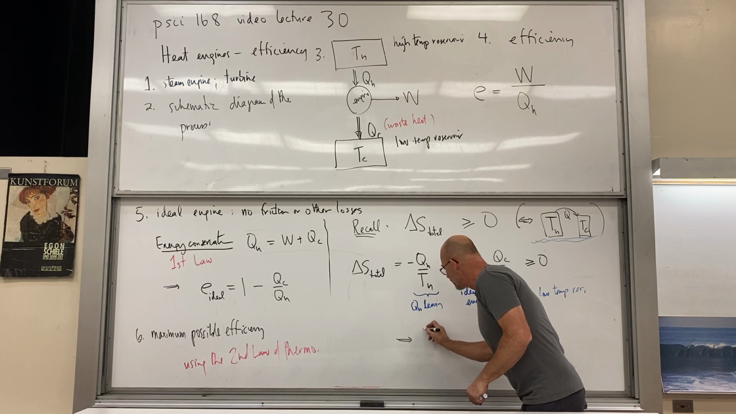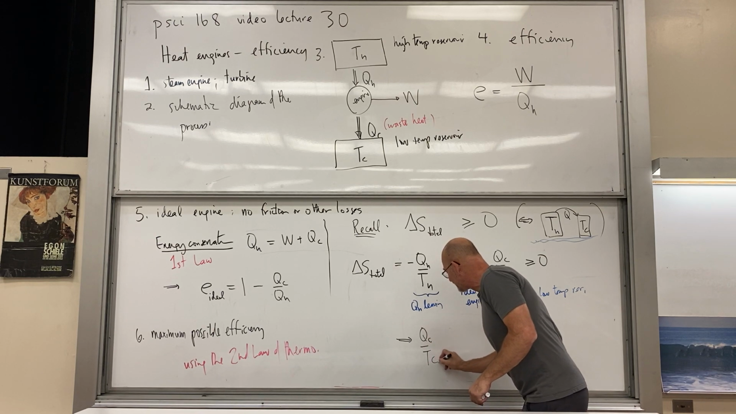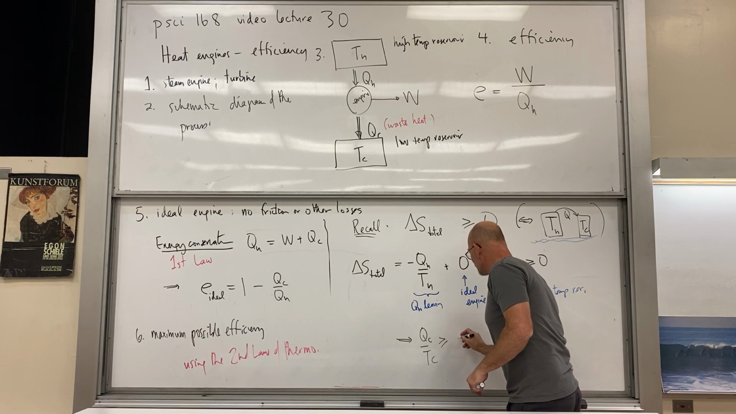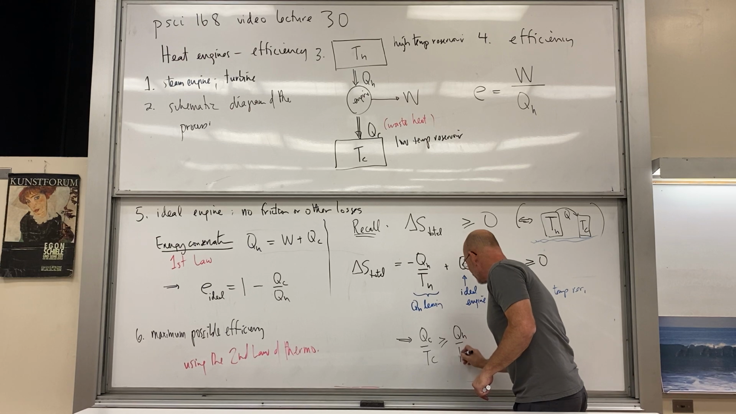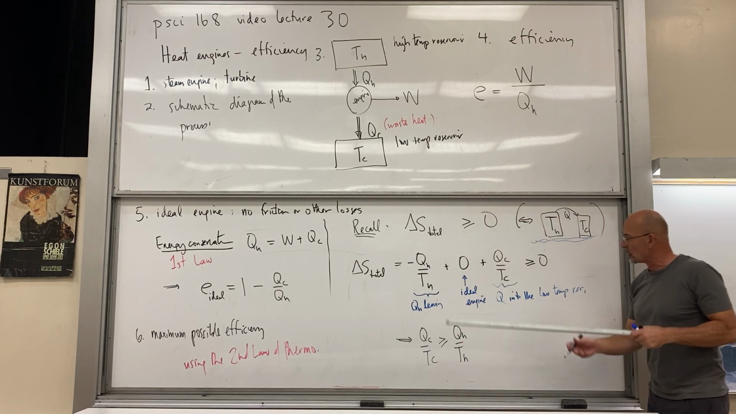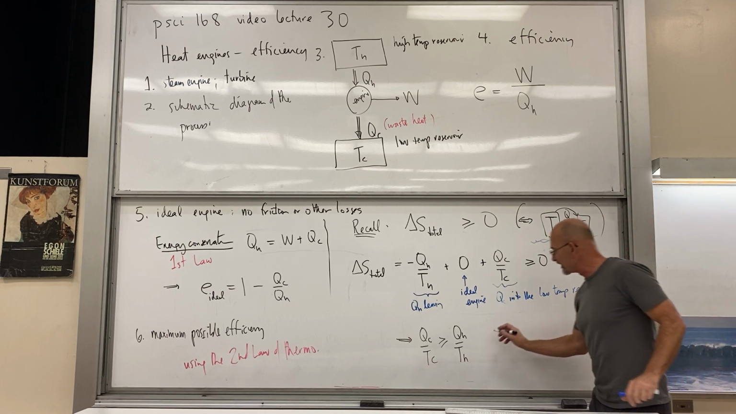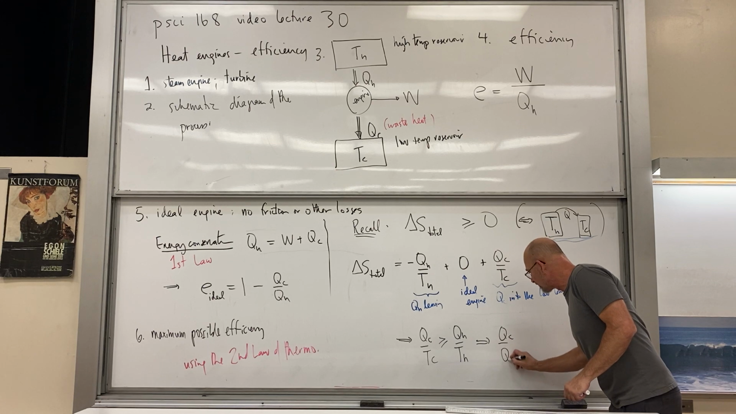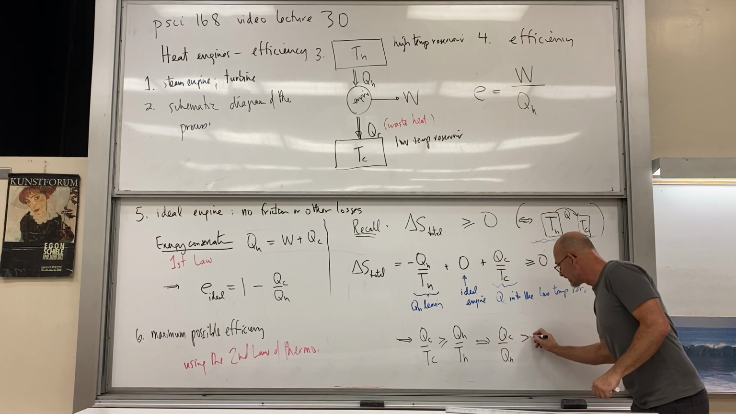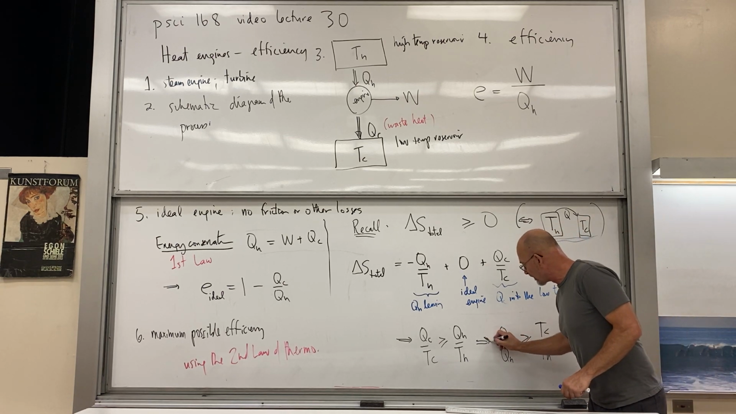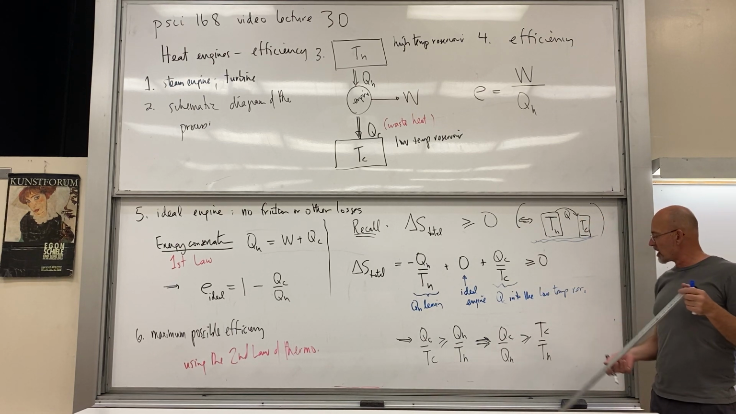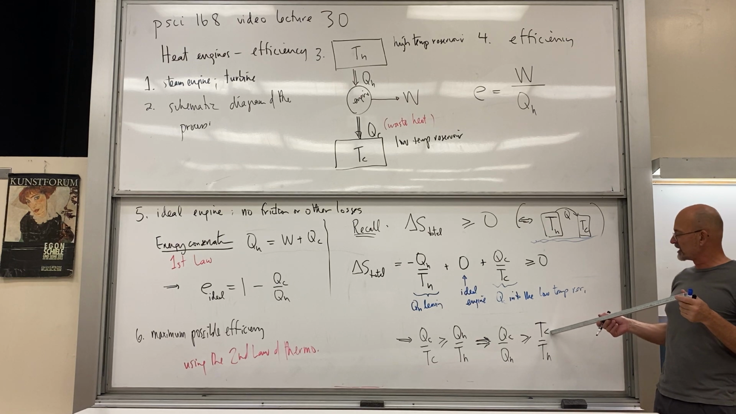We have QC over TC. I'm just going to add this one to the right side. Is greater than or equal to QH over TH. So that's the inequality that comes from here. And one more step. I have QC divided by QH is greater than or equal to TC divided by TH. So those are just cross multiplications. All of these numbers are positive quantities, so nothing can go wrong. Remember, these are Kelvin degrees. These are kelvins.